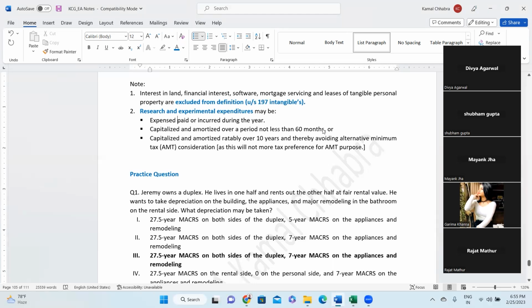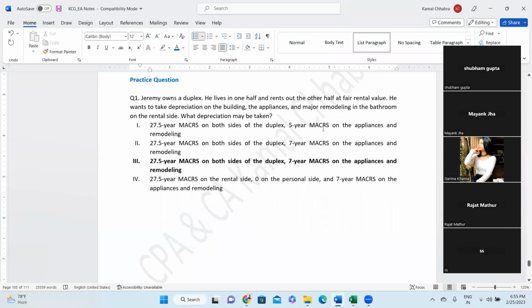Let's do a practice question really quick. Jerry owned a duplex. He lives in one half and rents out the other half at fair rental value. So half the portion he is living in and half the portion he has rented out at the fair rental value. He wants to take depreciation on the building, the appliances, and the major remodeling in the bathroom on the rental side. What depreciation may be taken?